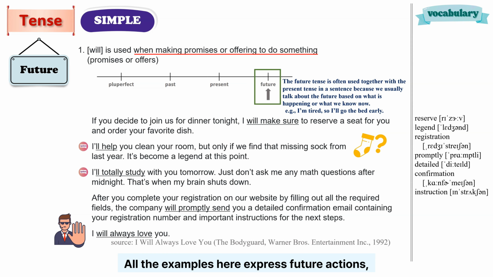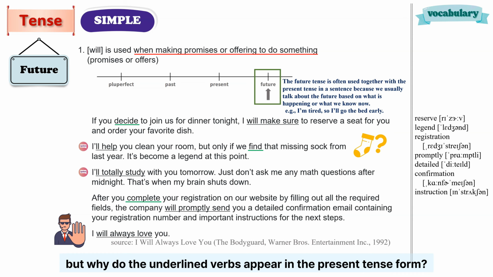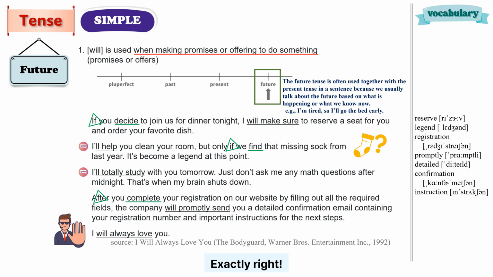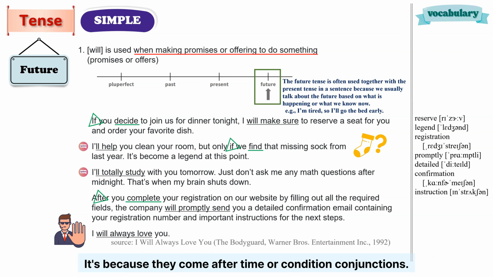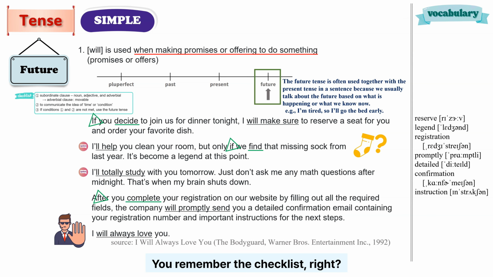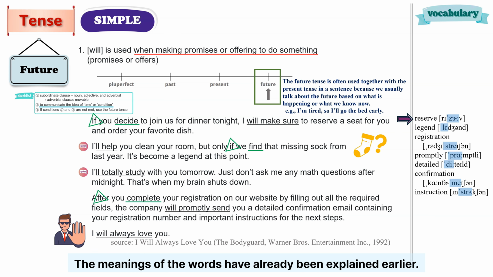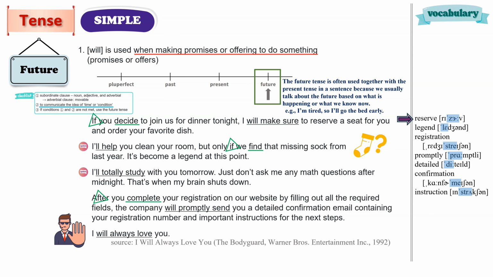All the examples here express future actions, but why do the underlined verbs appear in the present tense form? Exactly right. It's because they come after time or condition conjunctions. You remember the checklist, right? Although these verbs look like present tense, they function as future in meaning. Let's check pronunciation and stress. The meanings of the words have already been explained earlier.